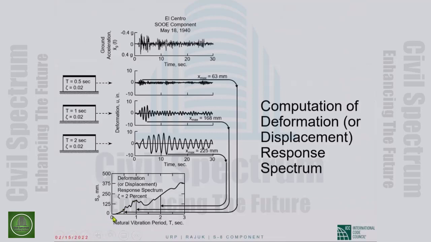Remember, we are plotting on the x-axis the period of the structure. This is 1 second, 2 second, 3 second. And on the y-axis, the maximum computed displacement at the roof level. The maximum displacement is also called spectral displacement. Those are identical things. Okay, the spectral displacement is the maximum displacement of a single degree of freedom system.